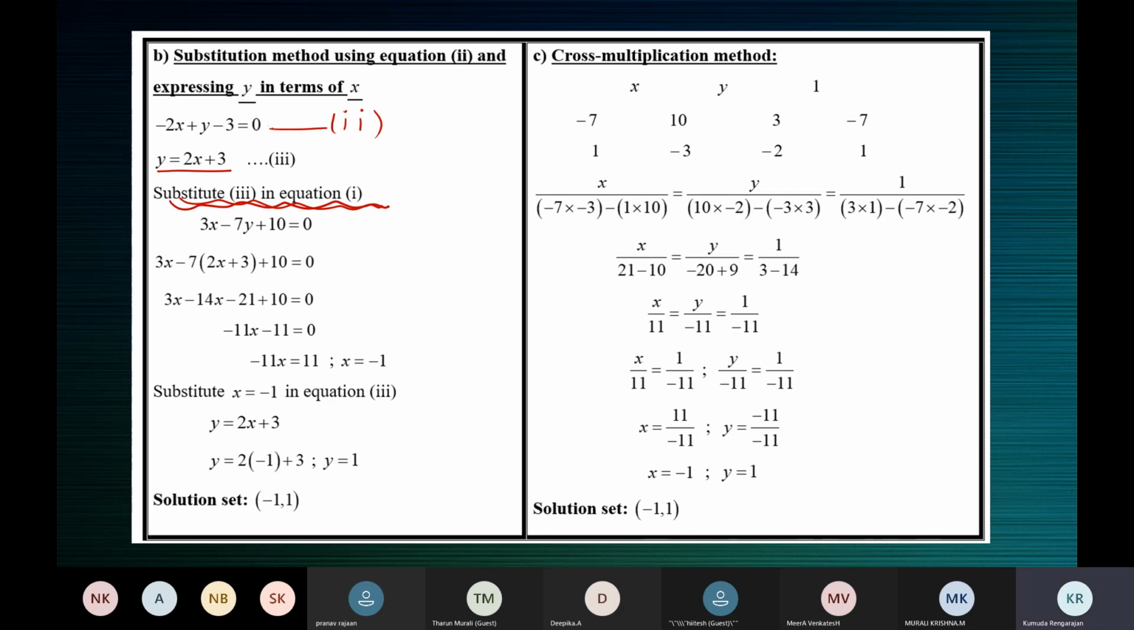All of you got the cross multiplication method correct? Yes, ma'am. All right.